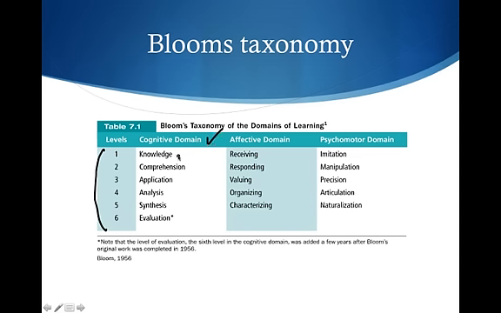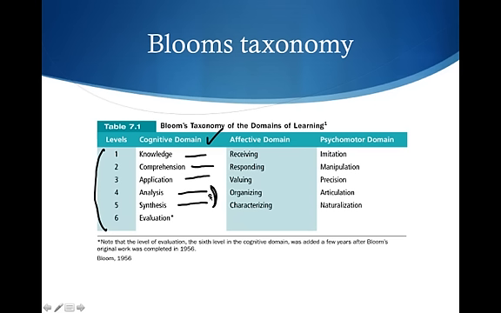So obviously level 1 would be knowledge. Comprehension, can they comprehend what they're reading? Just because they can read it and reverberate it doesn't mean that they actually comprehend it. Can they apply what they're reading? An analysis of the knowledge that they have. A synthesis, of putting together multiple areas.